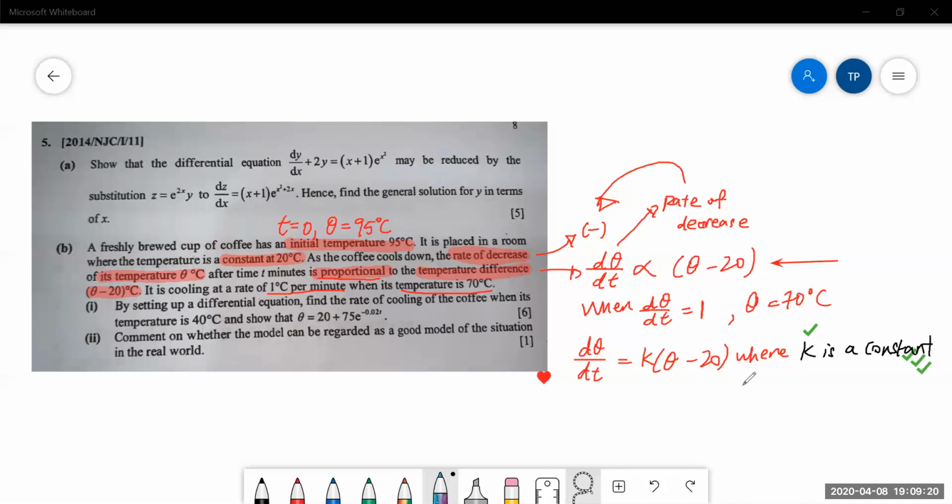Okay, so now we got the equation already, but we don't want it in terms of k. We want to find k. So how do we find k?